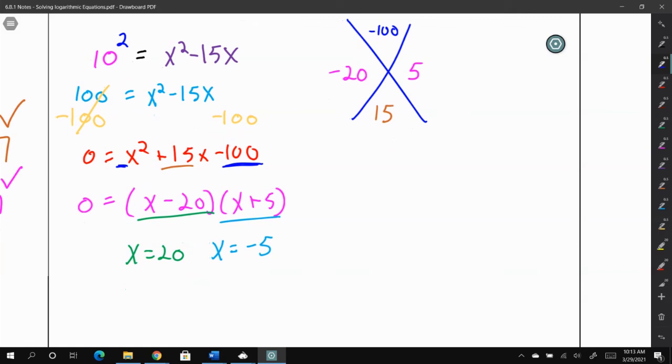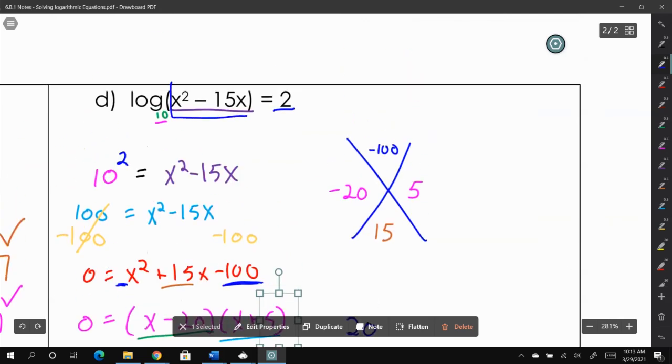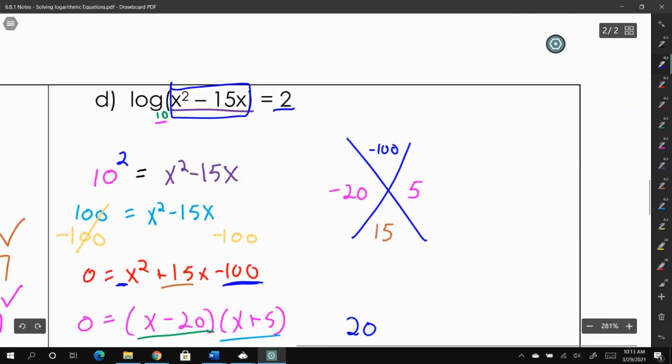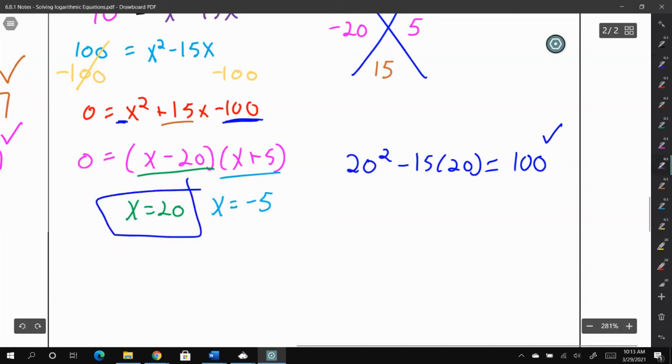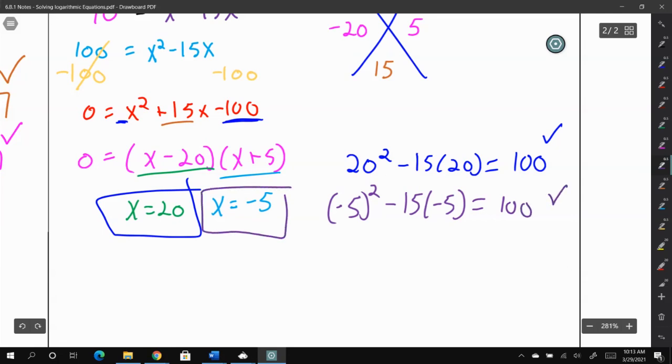So then we can plug those in. 20, and when I say plug them in, remember, I mean plug them into just that part right there. So 20 squared minus 15 times 20. If I type that in the calculator, that gives me 100. So that checks out. Then I will type in negative 5 squared minus 15 times negative 5. If I type that in the calculator, that will also give me 100. So that checks out. So both of these solutions work.